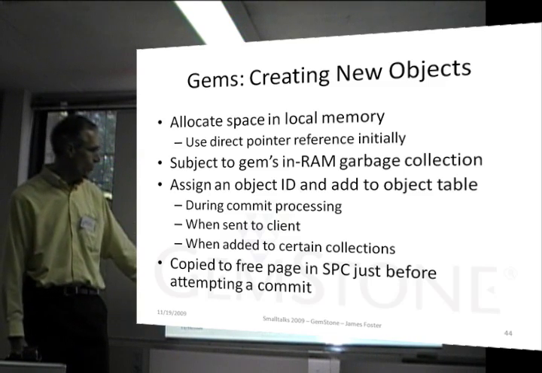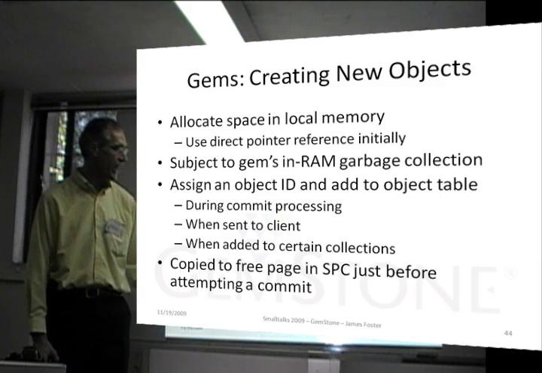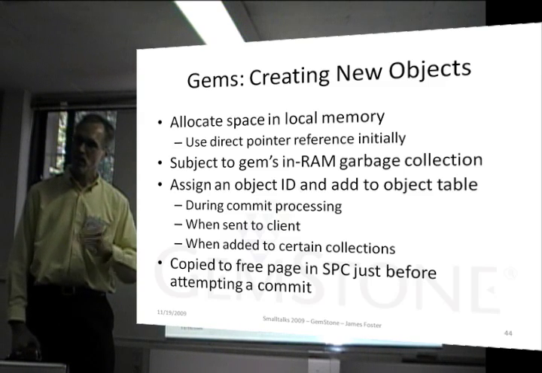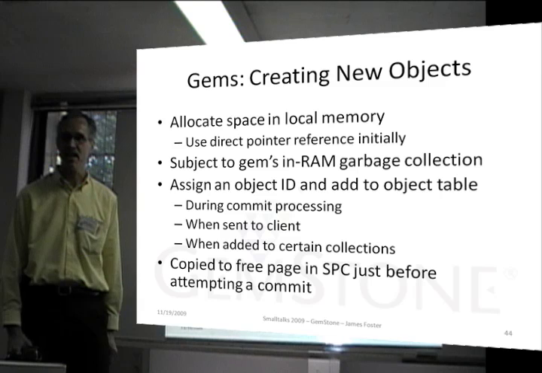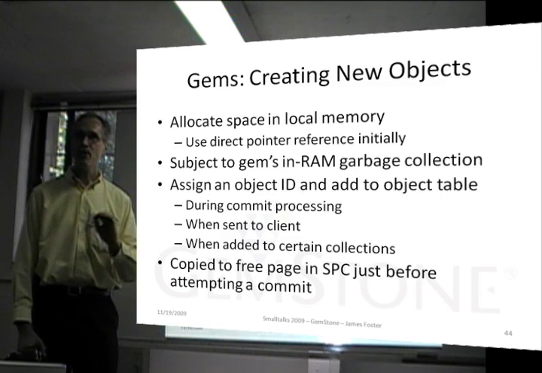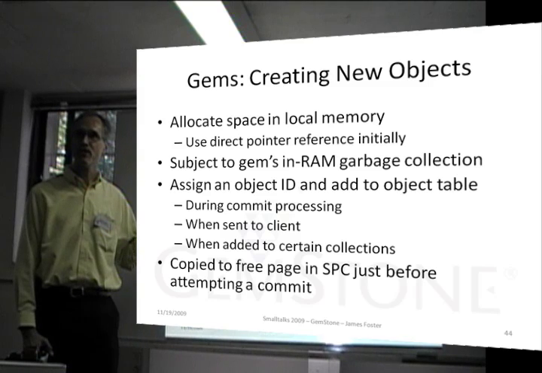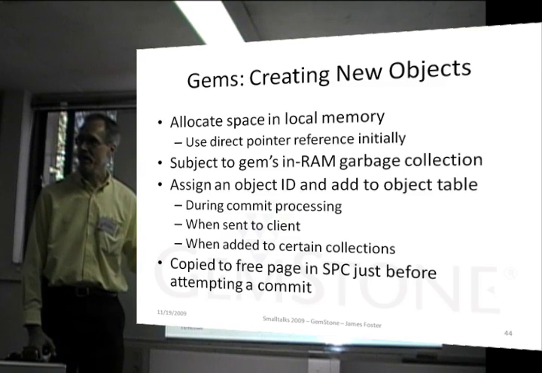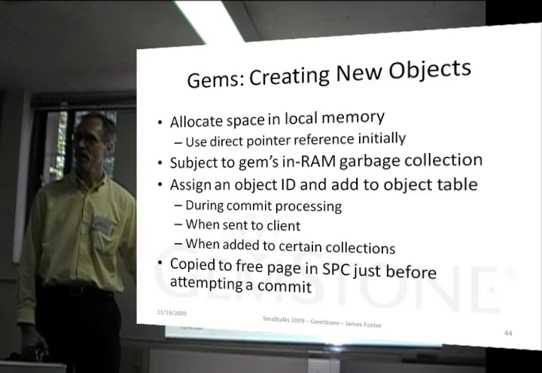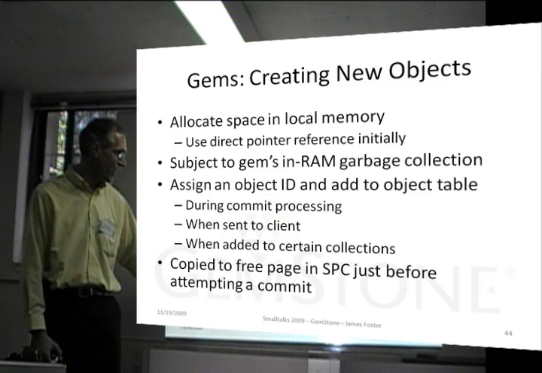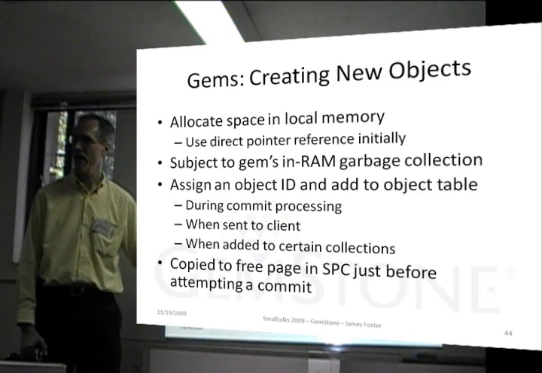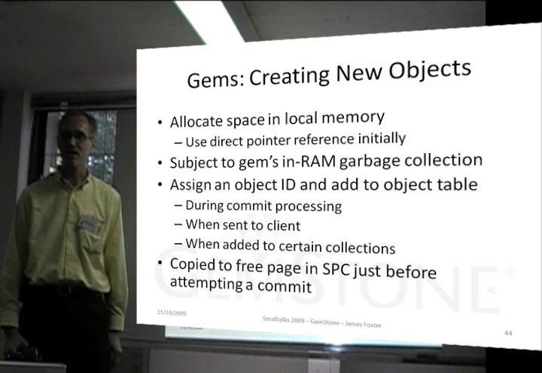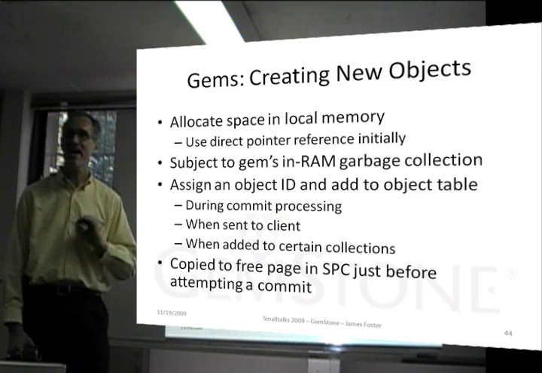Objects that are new are copied to a free page in the shared page cache just before attempting a commit. We'll look at this process in a little bit more detail, but the object exists in memory when it's first created in one virtual machine. Before it can be made persistent and visible to other gems, we have to copy it to a free page. We have to put it in the shared page cache and eventually write it to disk. So that's creating a new object.